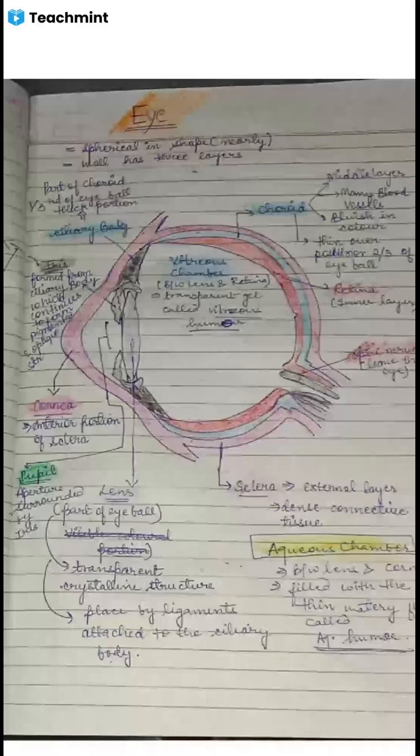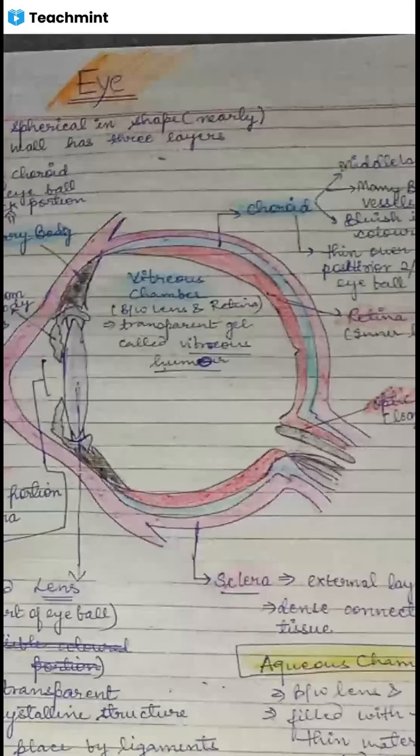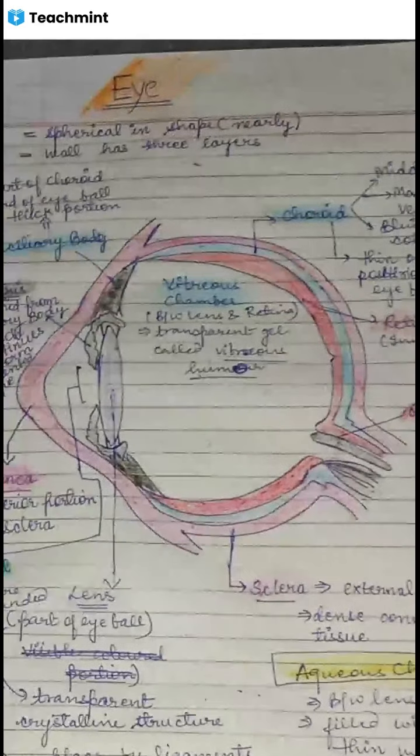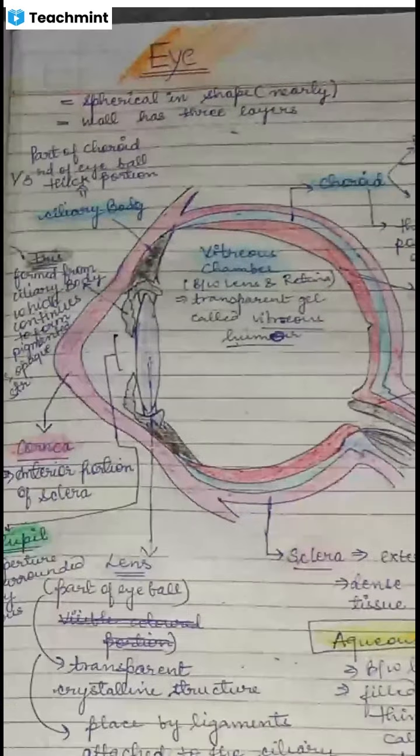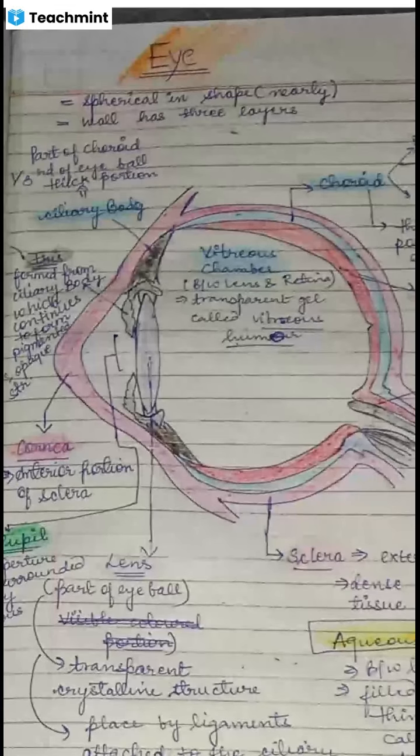We all know in humans the eye is spherical in shape, and the wall of the eye has three layers. Mainly the outer one is sclera, the middle one is choroid, and the innermost is retina.